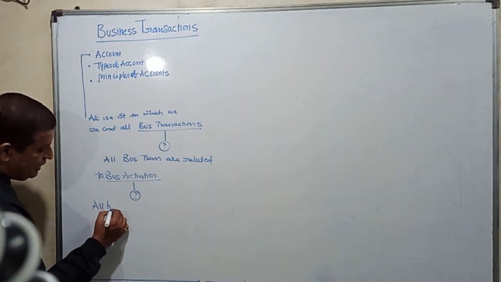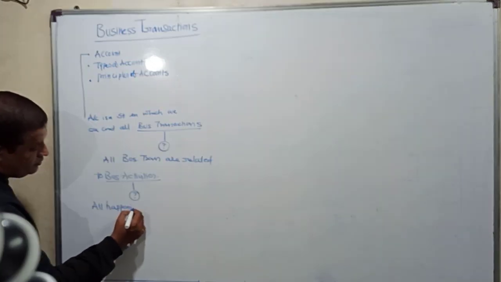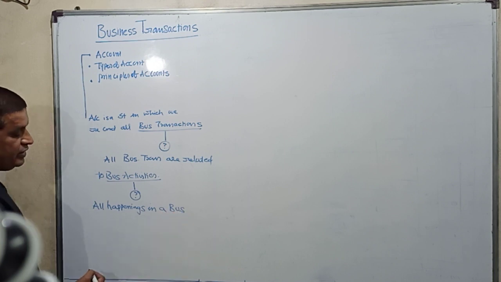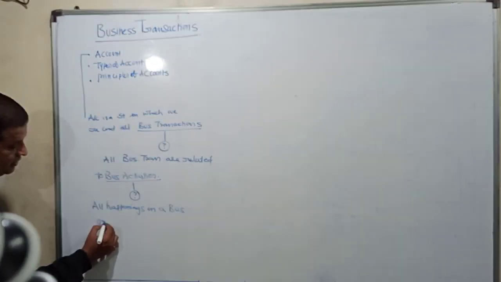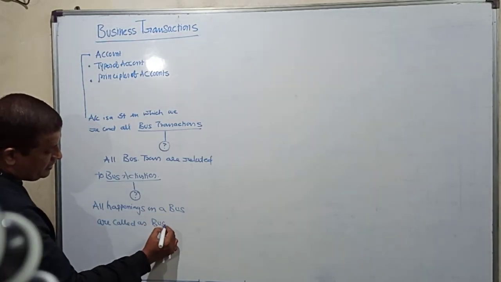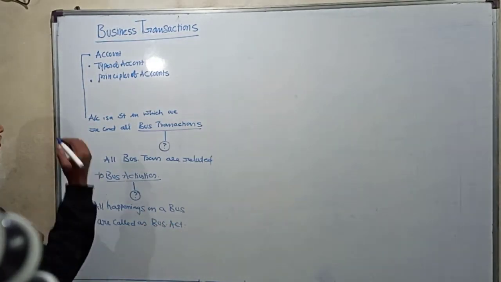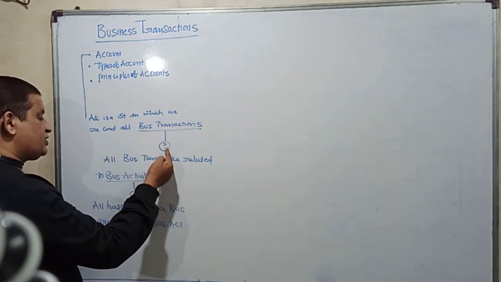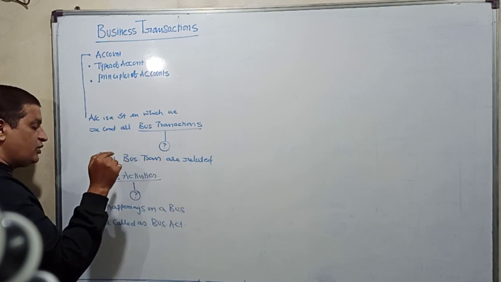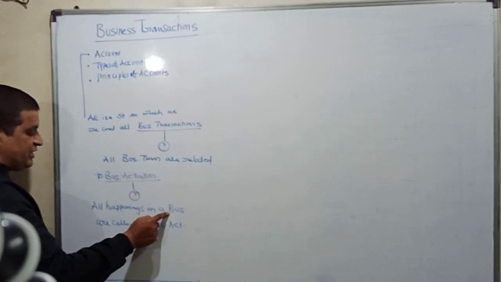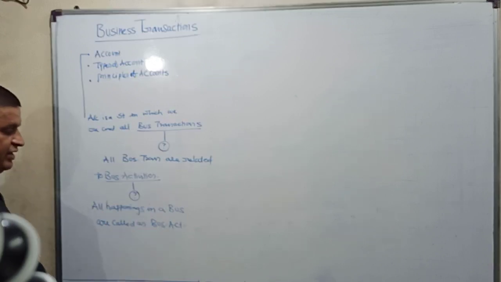All happenings in a business are referred to as business activities. So we said account is a statement in which we record all business transactions. What is a business transaction? All business transactions are related to business activities. What is a business activity? All happenings in the business are called as business activities.